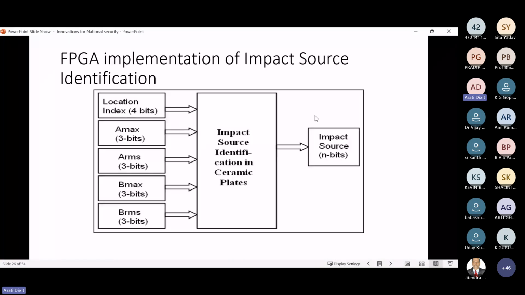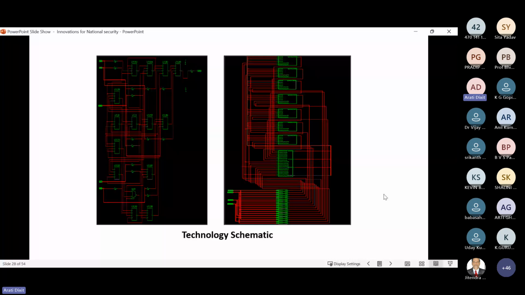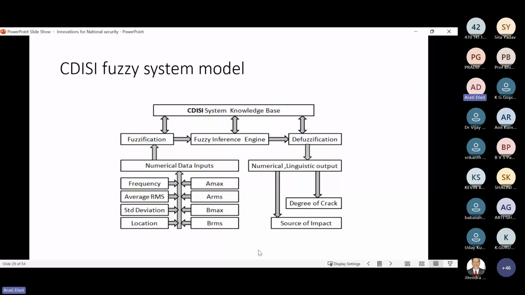So this is the structure for FPGA implementation, wherein we take into account location and the data that we collect from two different sensors here, and fit nicely using a small number of bits, as you see here, 3 bits, 4 bits, and so on, because all these bits are very expensive to handle, and the impact source was identified. Yeah, this is a schematic for that. Once that is done, the fuzzification of that is done.